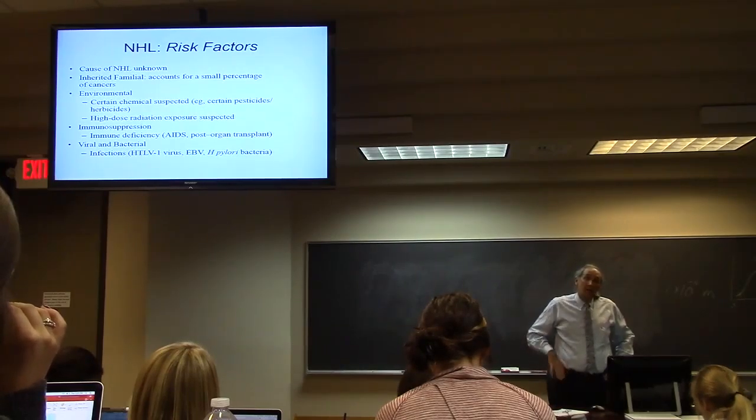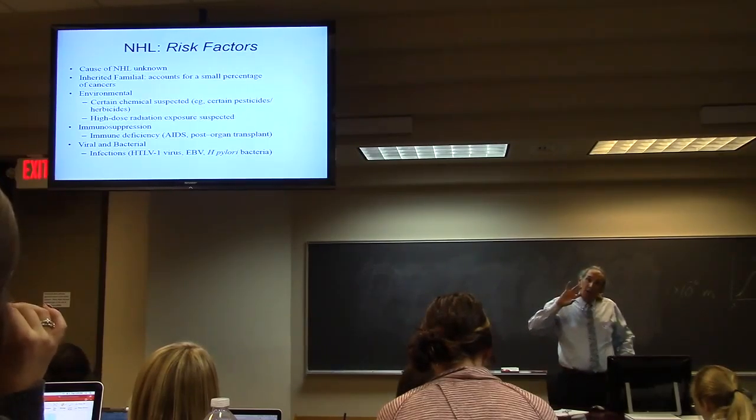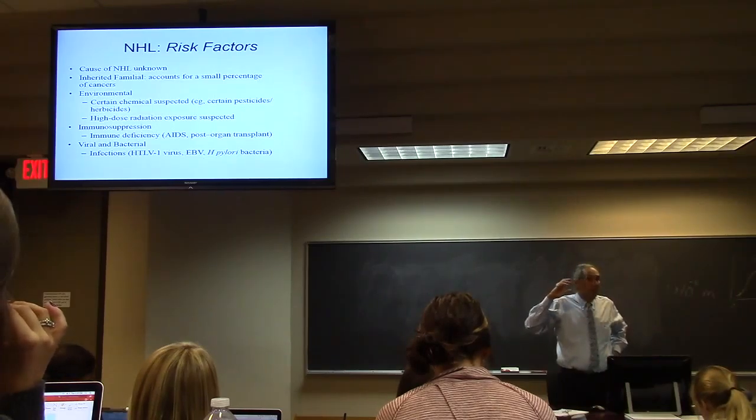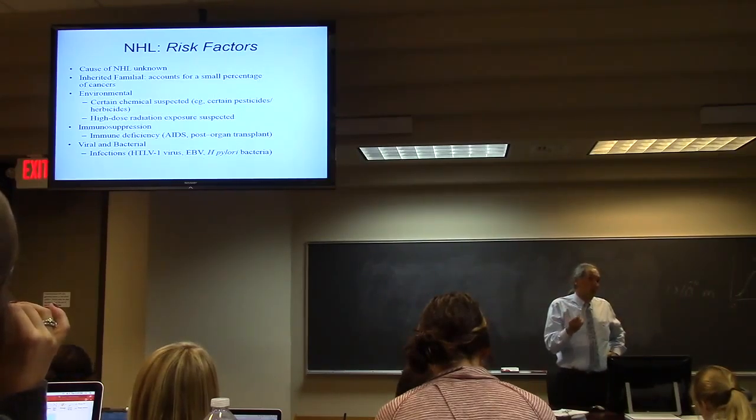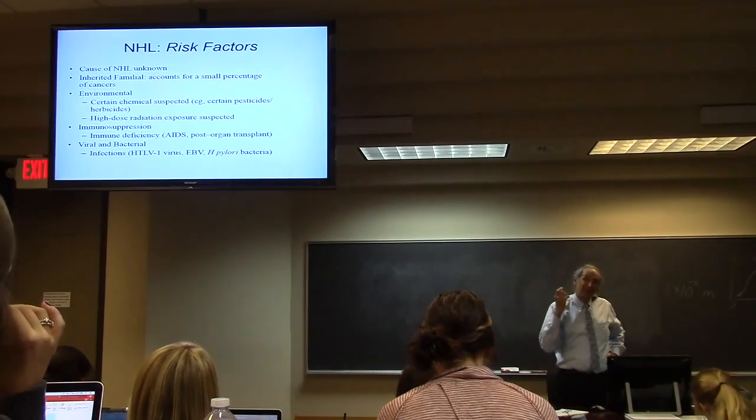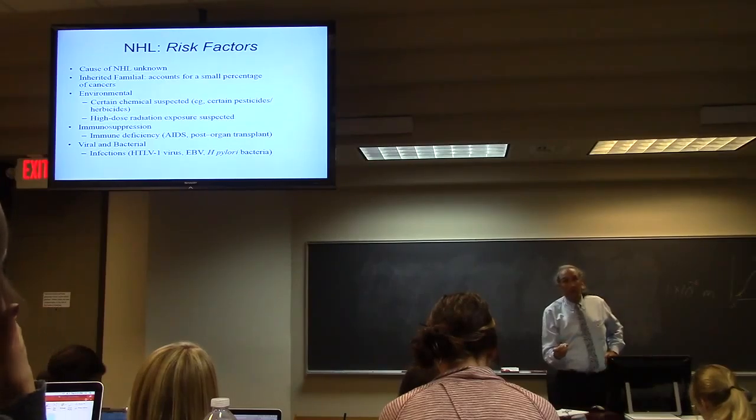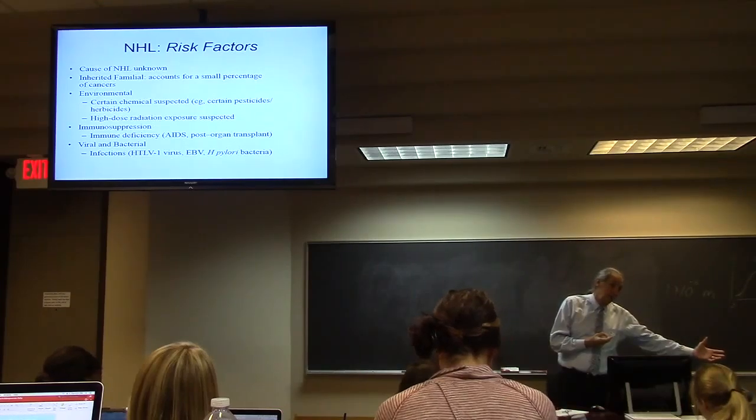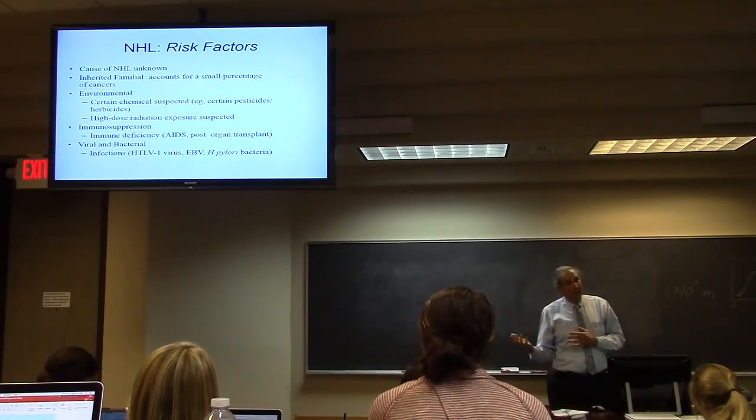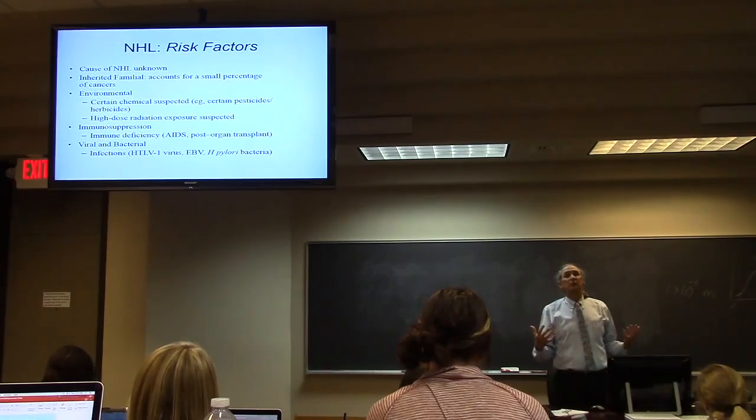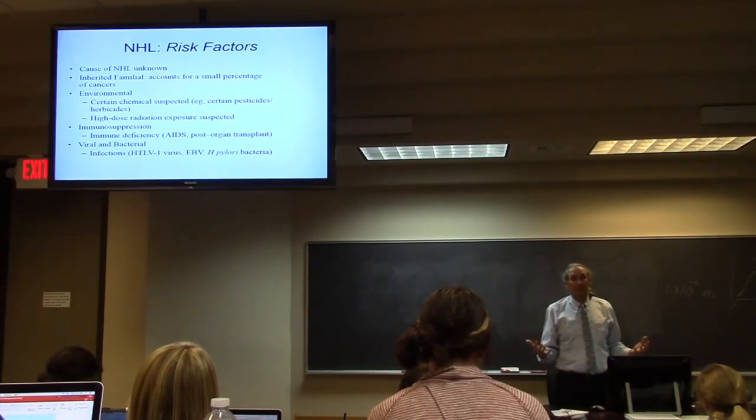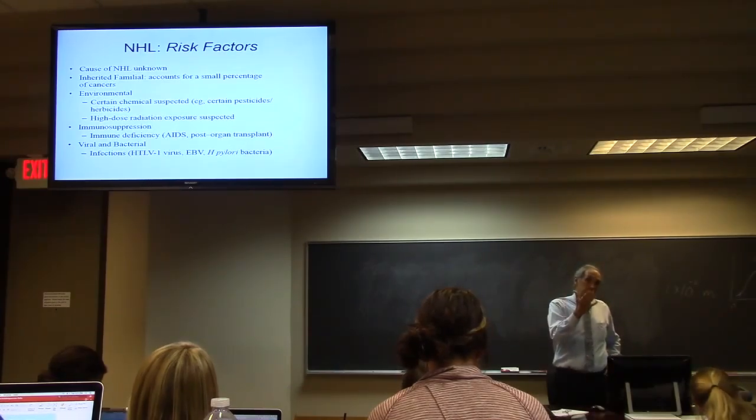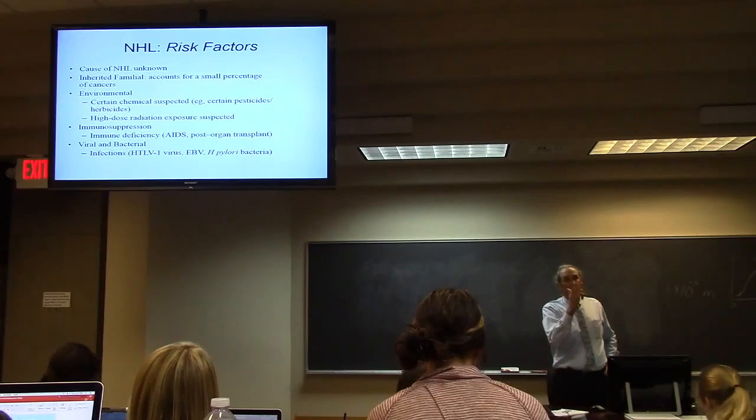Radiation may cause it. Immunosuppression from HIV-related lymphomas occur. People that have had a kidney or heart transplant are immunosuppressed, so they're more likely to get a non-Hodgkin's lymphoma. Or even if we did a transplant for, say, leukemia, they may get a lymphoma because they're immunosuppressed from that. So the immune system surveillance is very important in keeping us from getting these.